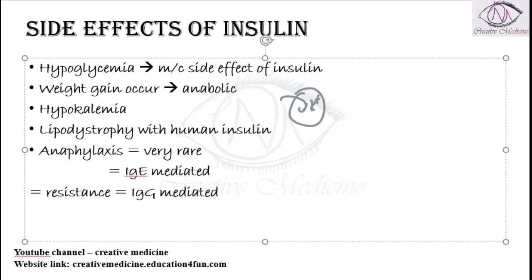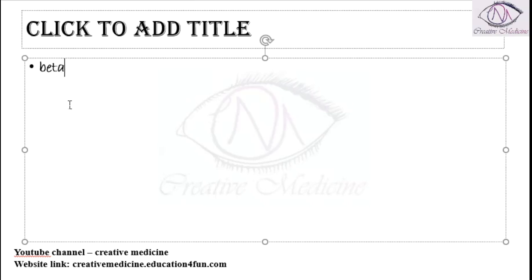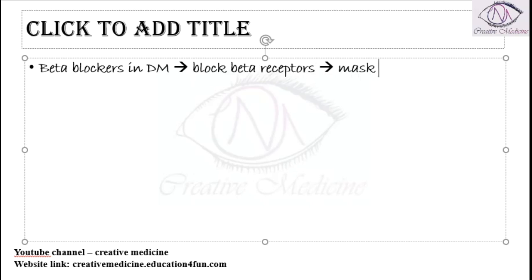If you give beta blockers to a person with diabetes mellitus, the beta blockers will block the beta receptors. Because they block the beta receptors, they will mask the hypoglycemic side effects. Hypoglycemic side effects like sweating and palpitations all depend on the beta receptors, and thus they manifest.